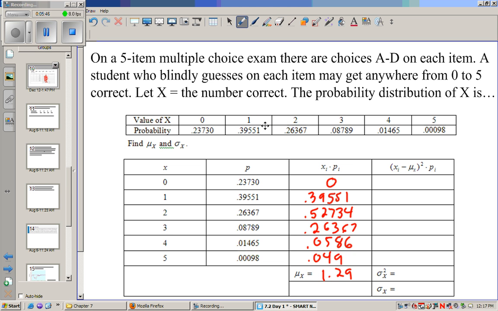Now, if I want to find our variance, what I do is I take each x value, so 0, subtract 1.29, and square that number, so negative 1.29 squared times our probability, and I get a value of 0.39742. Do the same thing here. This number minus the mean, square it, times the probability, and I get 0.03421. And so on all the way down.